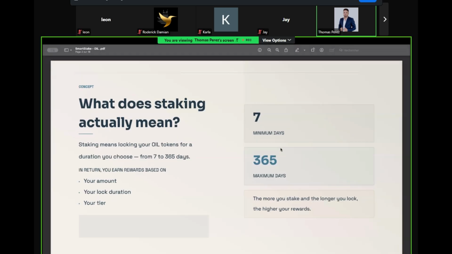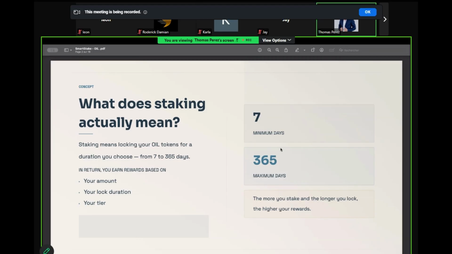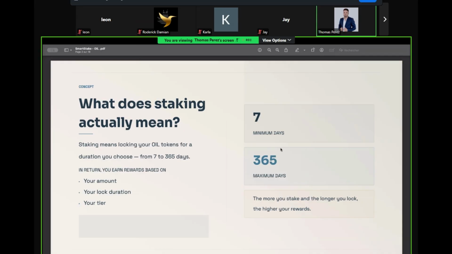So let's start with the foundation. When we say staking, what we really mean is this. You are committing your oil tokens to the protocol for a certain period of time. And in exchange for that commitment, the system rewards you. Now what's important to understand here is that your rewards are not random. They are directly linked to three things: how much you stake, how long you lock it, and which tier you fall into. So this is not about speculation, it's a structured system.